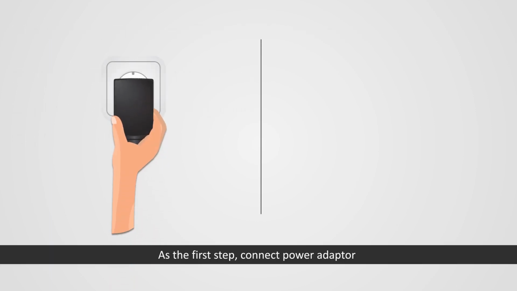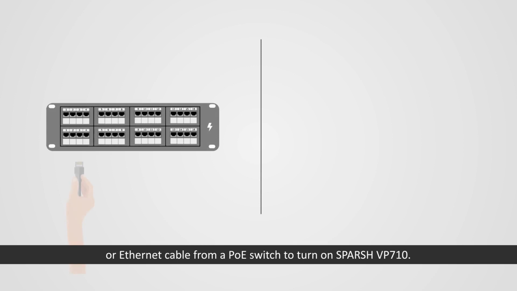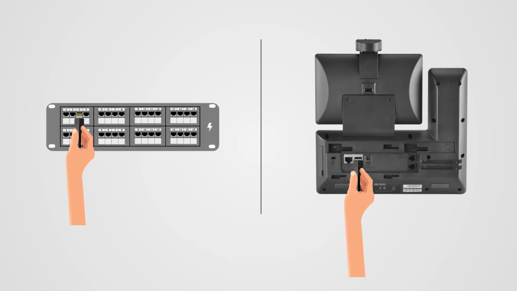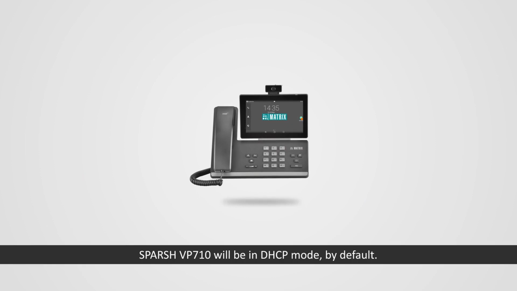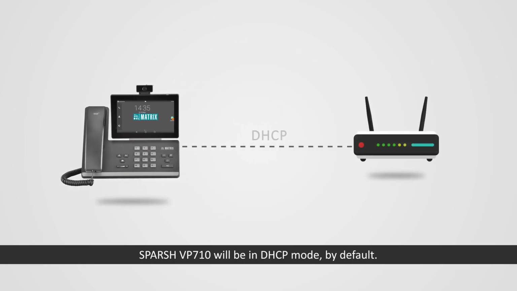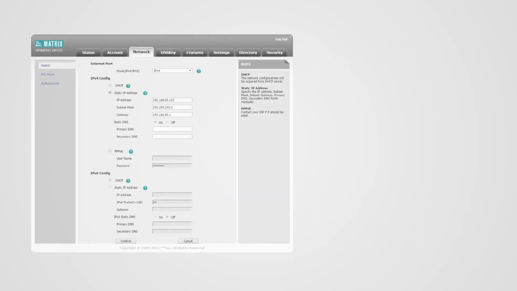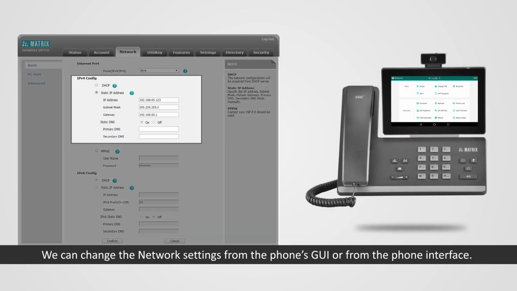As the first step, connect power adapter or Ethernet cable from a PoE switch to turn on SPARSH VP710. SPARSH VP710 will be in DHCP mode by default. We can change the network settings from the phone's GUI or from the phone interface.